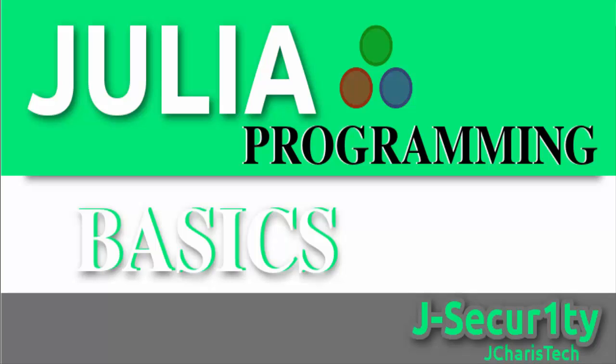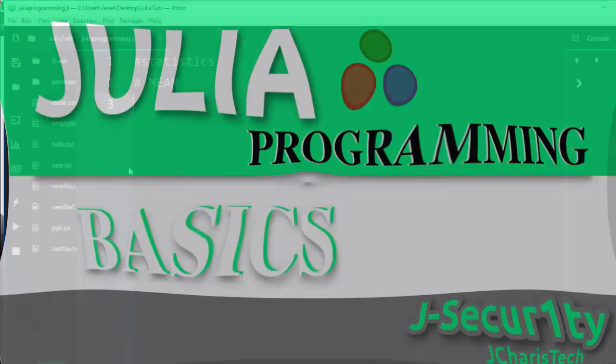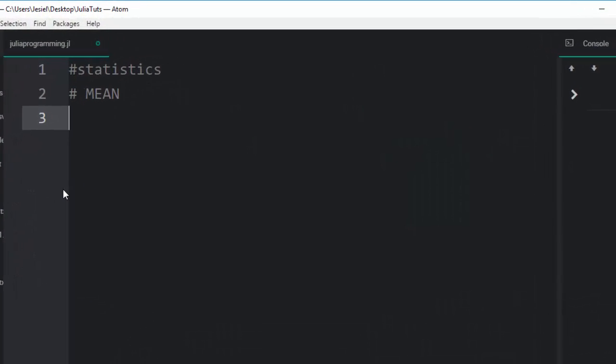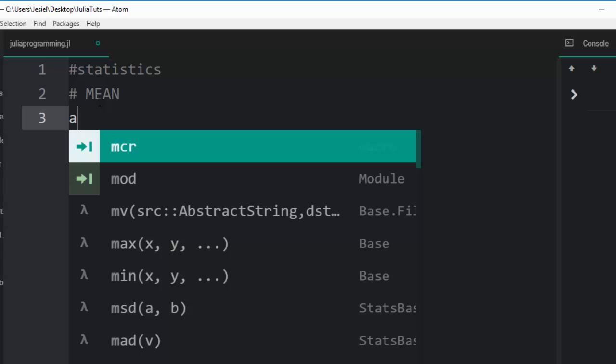In today's tutorial, we learned about mean functions in Julia. So in the previous tutorial, we learned that we have the arithmetic mean, and other forms of mean that are quite useful when you are doing statistics. So we'll be going through them. First of all, the normal mean that Julia comes with is the arithmetic mean.